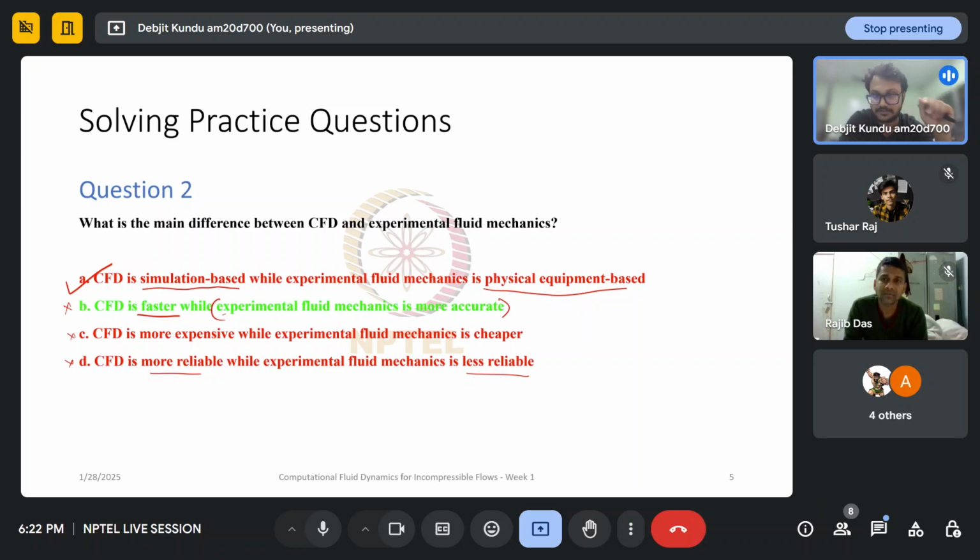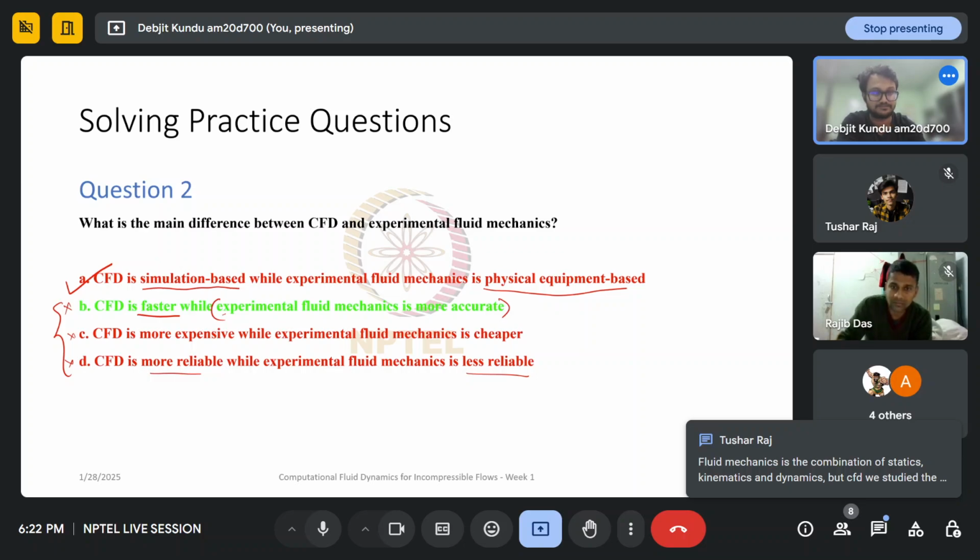So experiments are always most reliable, and CFD is as reliable as its results match them. If they match experiments, then it's fine and you're good to go. Otherwise, you have to do better. So option D again is wrong. That's why all these three are wrong, and option A is correct. And I would like to apologize once again for the miscoloring of the options over here. A should have been in green and the other three in red.